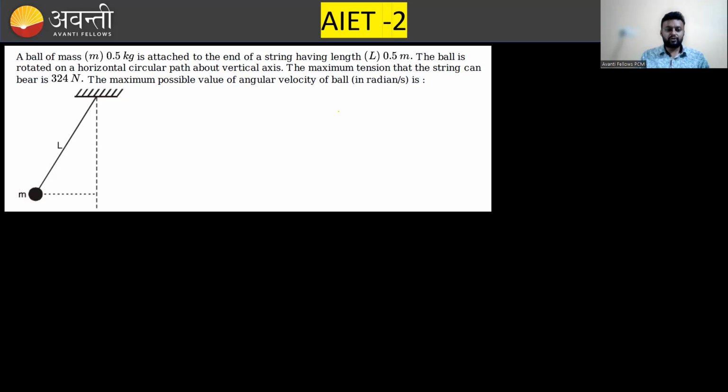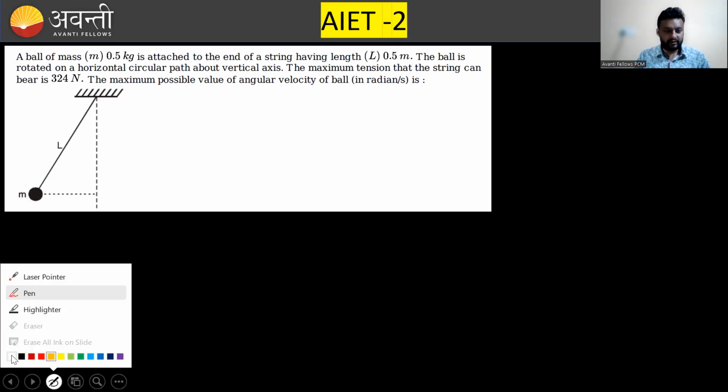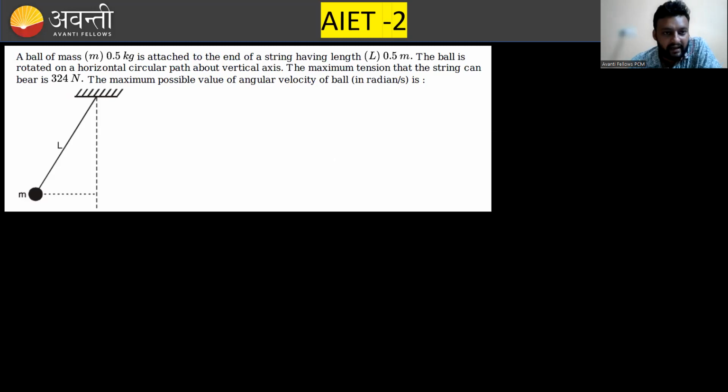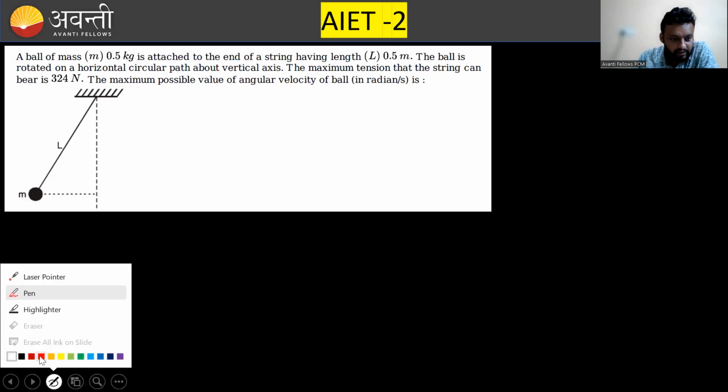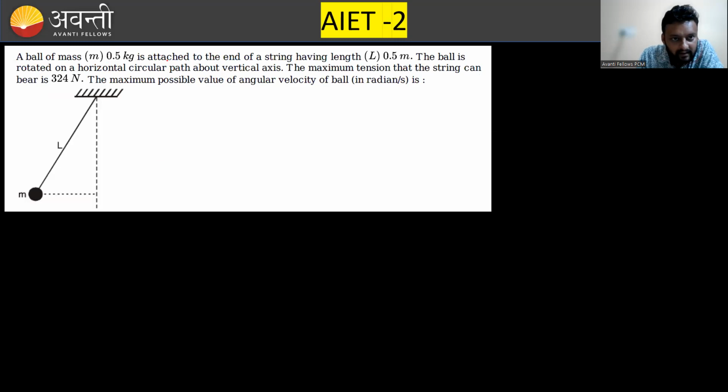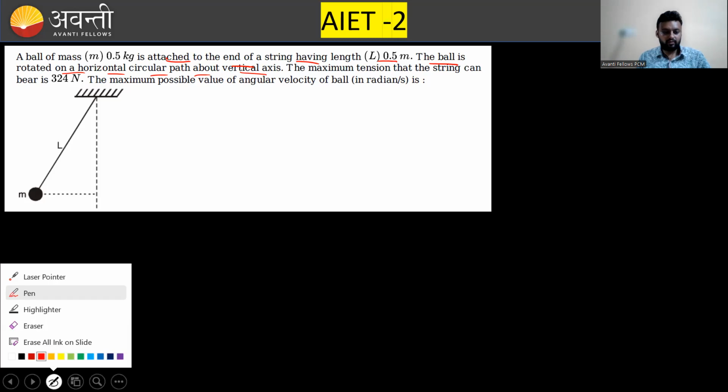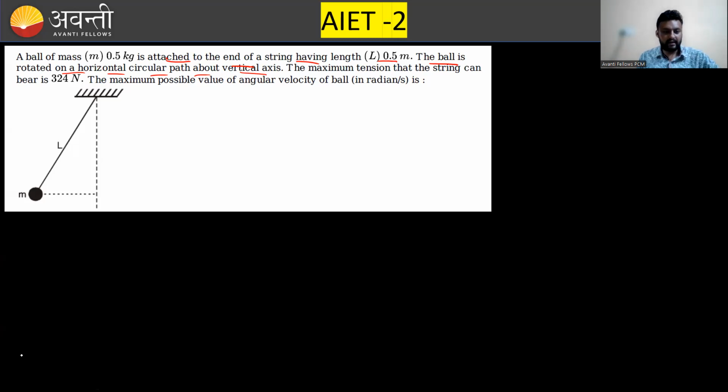So this is going to be the last question of our session because it's already too late. A ball of mass M, now listen to me, is attached to the end of a string having length this much. The ball is rotated on a horizontal circular path about a vertical axis. Let's draw the diagram.